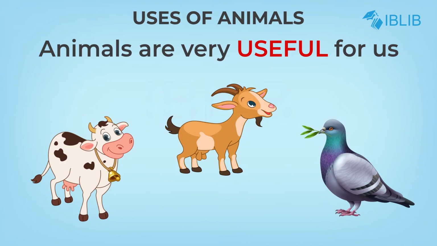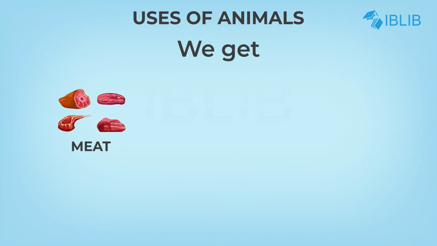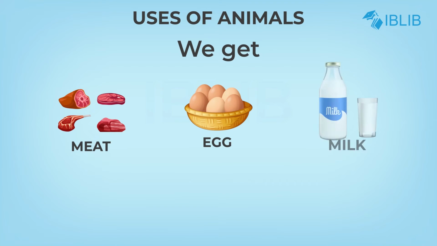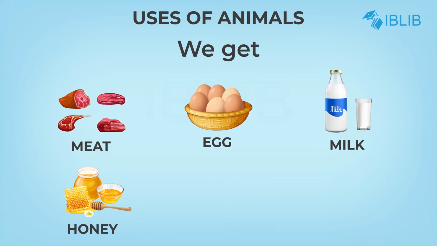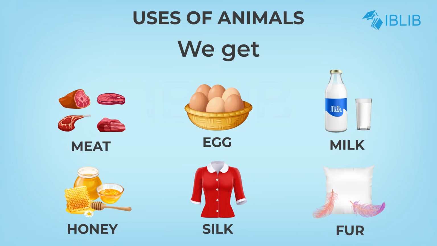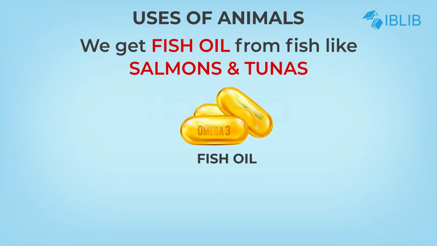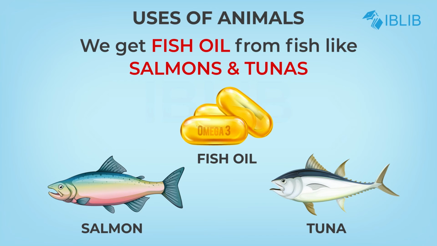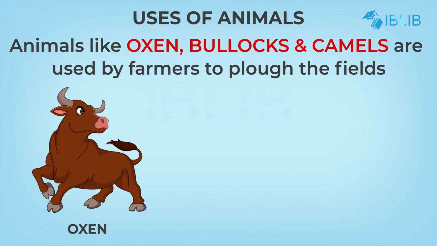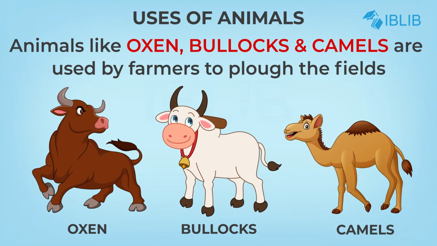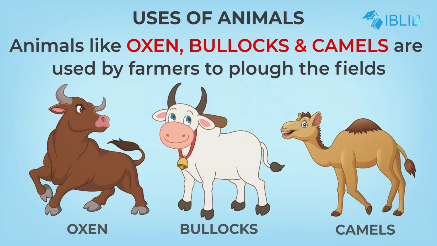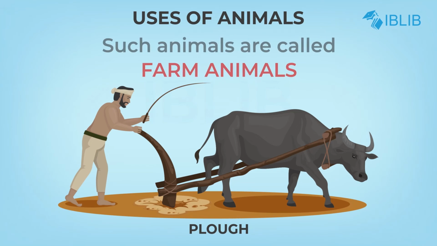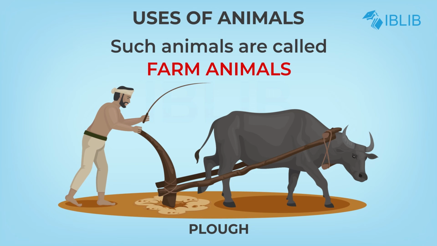Uses of animals. Animals are very useful for us. We get meat, egg, milk, honey, silk, fur, etc. from the animals. We get fish oil from fishes like salmons, tunas, etc. Animals like ox, bullocks, and camels are used by farmers to plough the fields. Such animals are called farm animals.